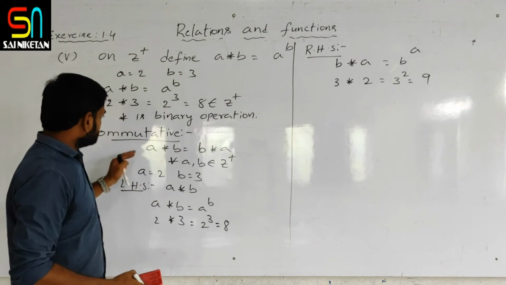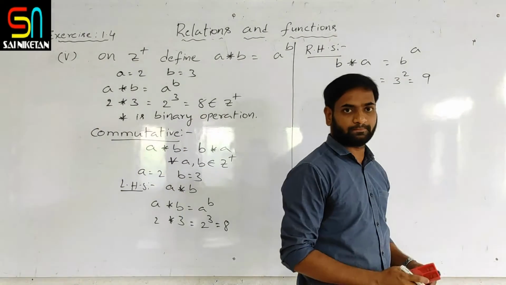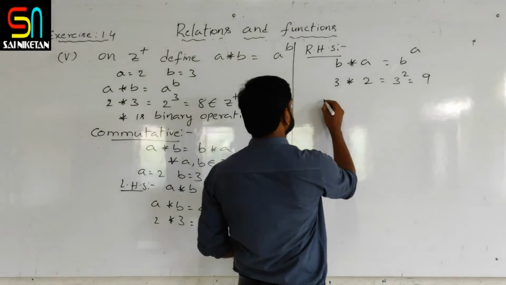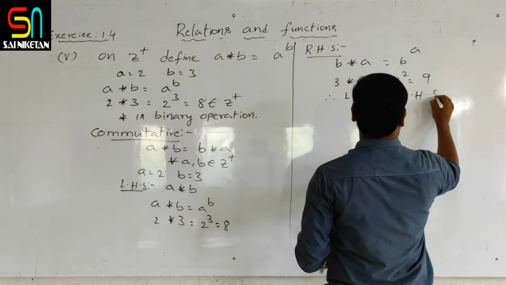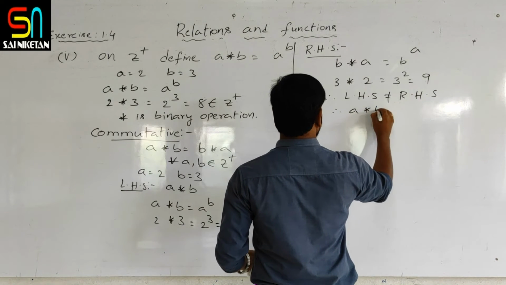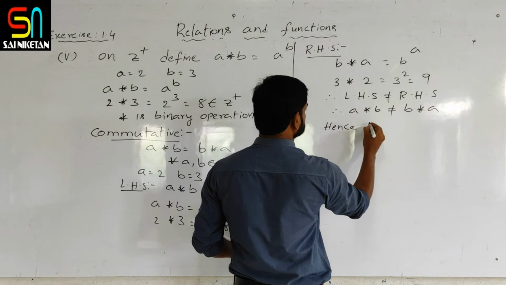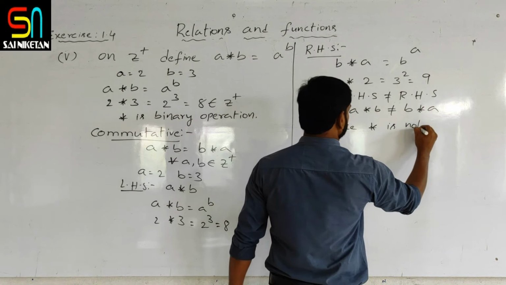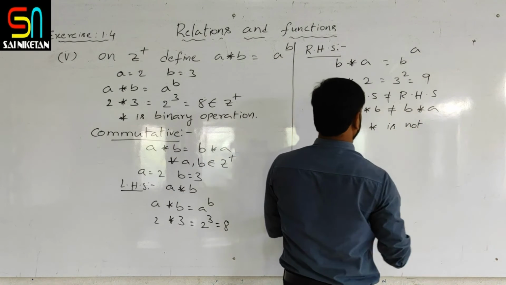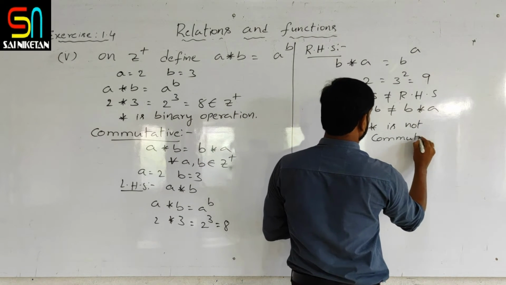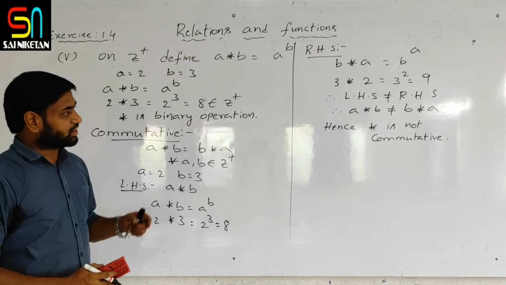Now the LHS answer is 8 and the RHS answer is 9. Both are not equal. Therefore LHS is not equal to RHS. Therefore, A star B is not equal to B star A. Hence, star is not commutative.